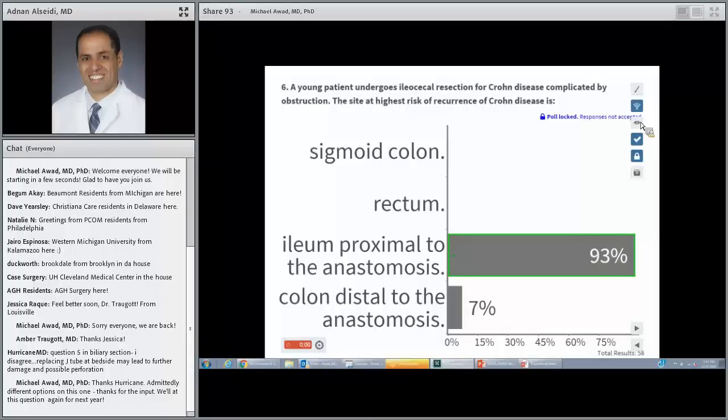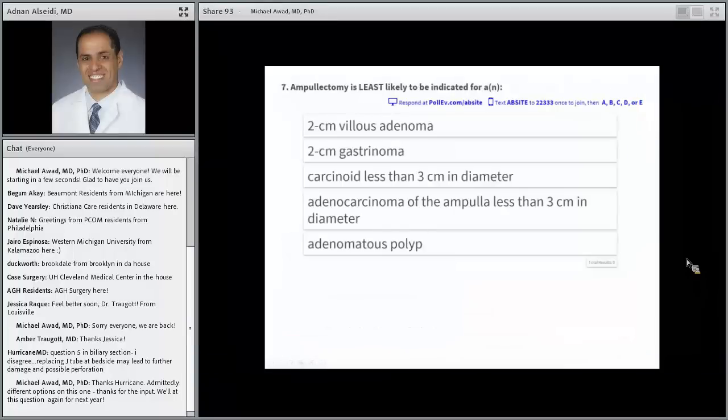Let's look at the next question. I'm going to go a little faster because we're running a little behind, but certainly slow me down by using the chat room if needed, please.